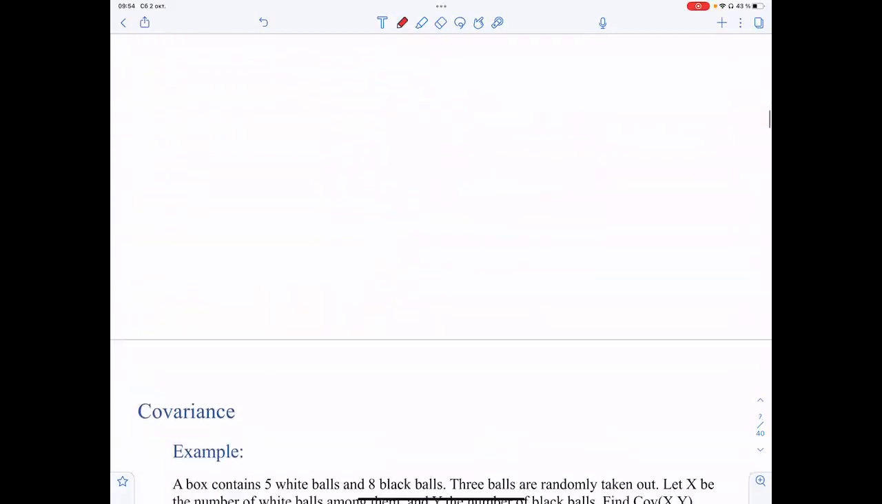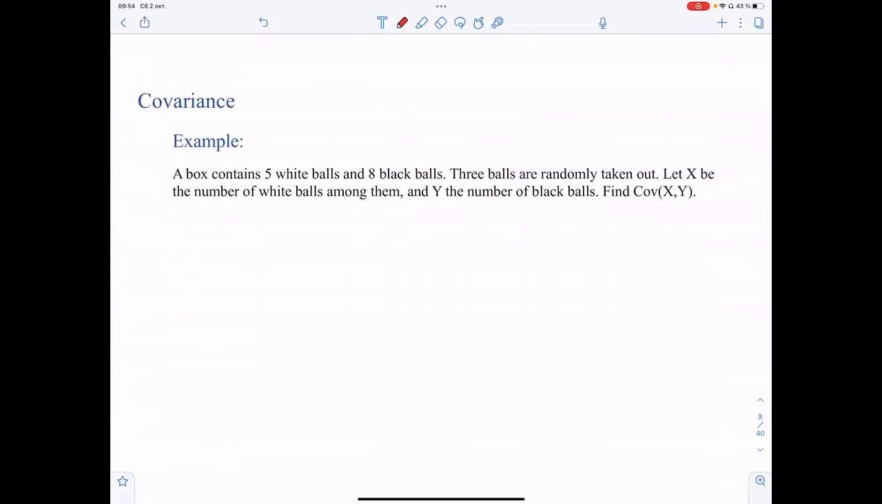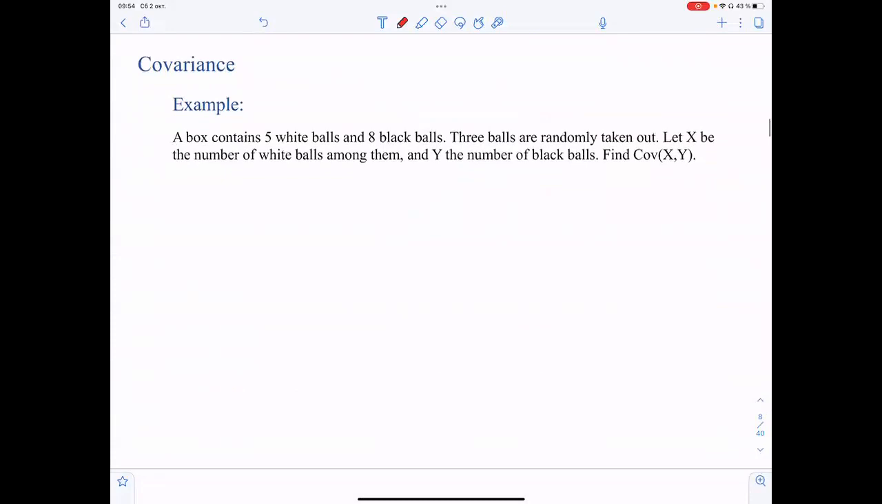All right, let's try to do this very basic problem and see if we are able to solve it. So we have a box where we have 5 white balls and 8 black balls. 3 balls are randomly taken out of it. Let's say that x is the number of white balls and y is the number of black balls. So we pick 3 balls at random.